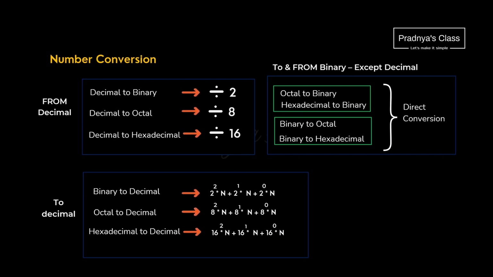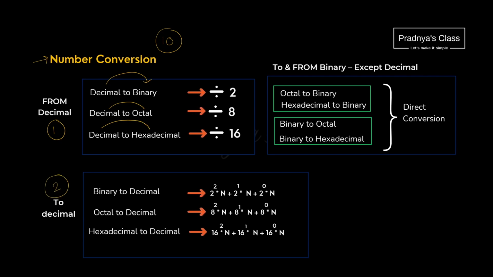Let's proceed. The next topic is number conversion. We have to convert numbers from one number system to another. There are a total of 10 conversions in your syllabus, which are divided into 3 sets. The first set is from decimal. It means we are converting the number from the decimal number system to binary, to octal or to hexadecimal. Here is the next set. In this we are going to convert numbers from other number systems to decimal, like binary to decimal, octal to decimal and hexadecimal to decimal. In this way a total of 6 conversions are covered.